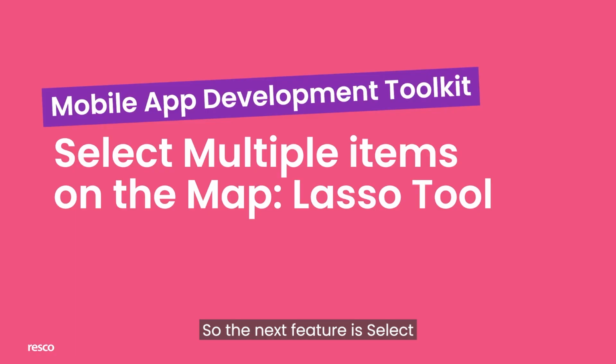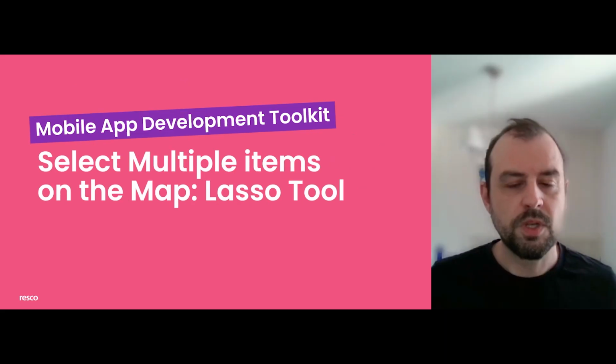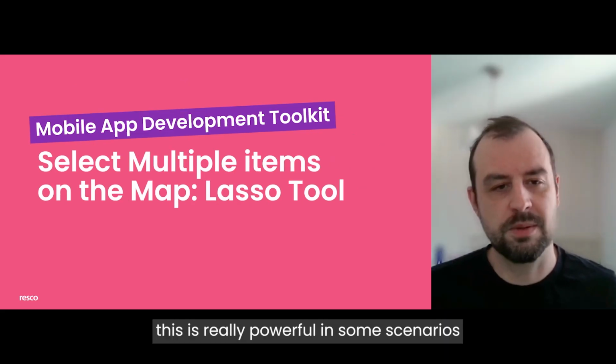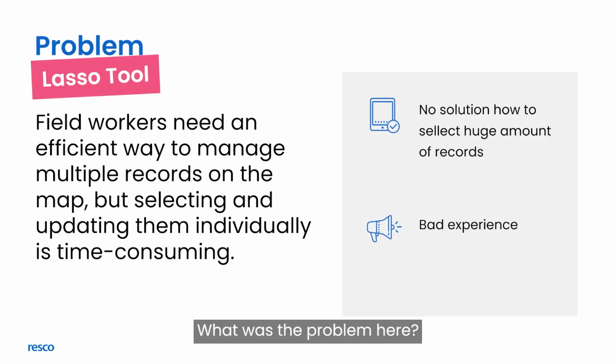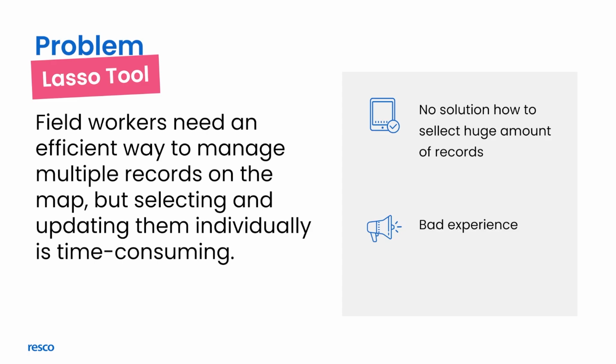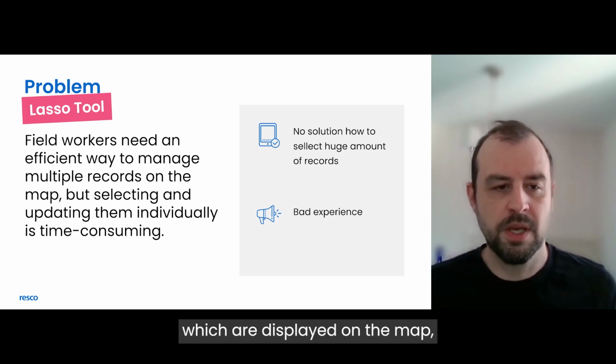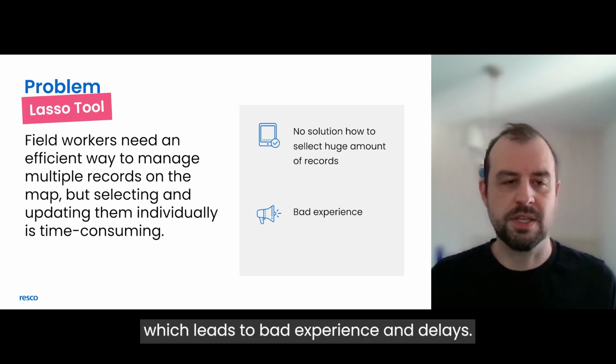So the next feature is select multiple items on the map, the lasso tool. This is really powerful in some scenarios when the map is being used. What was the problem here? Field workers need an efficient way to manage multiple records on the map, but selecting and updating them individually is time consuming. So there was no proper solution for how to select a huge amount of records displayed on the map, which led to a bad experience and delays.